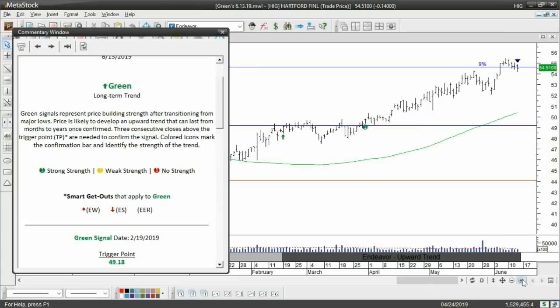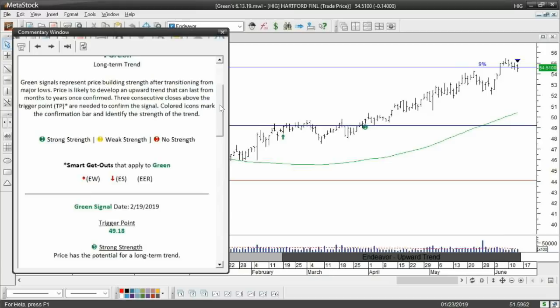Takes a little while for this guy to get confirmed, to get our 3 consecutive closes above this line, but it finally happens at the end of March. And then our signal tells us that this is a green 3. This is strong strength. So what do we do? We push down, we check our risk.